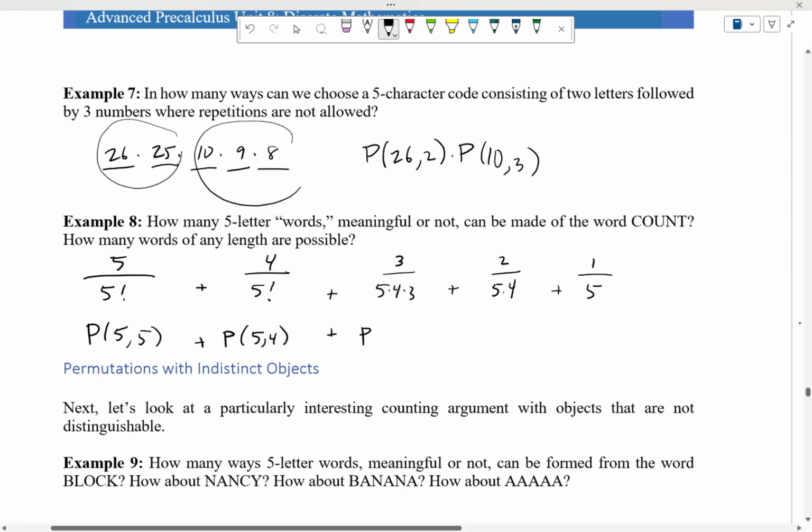And the permutation of, here we have 3 letters, 5 choose 3. Permutation of 5 choose 2. And you don't really have to say permutation of 5 choose 1. There's just 5. But permutation of 5 choose 1 would be exactly the same, wouldn't it? Could you visualize that? Because it's 5 factorial over 4 factorial, so everything counts.